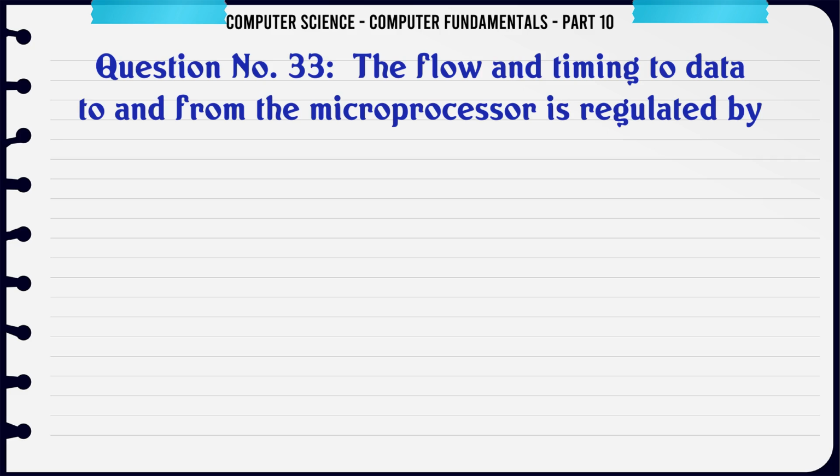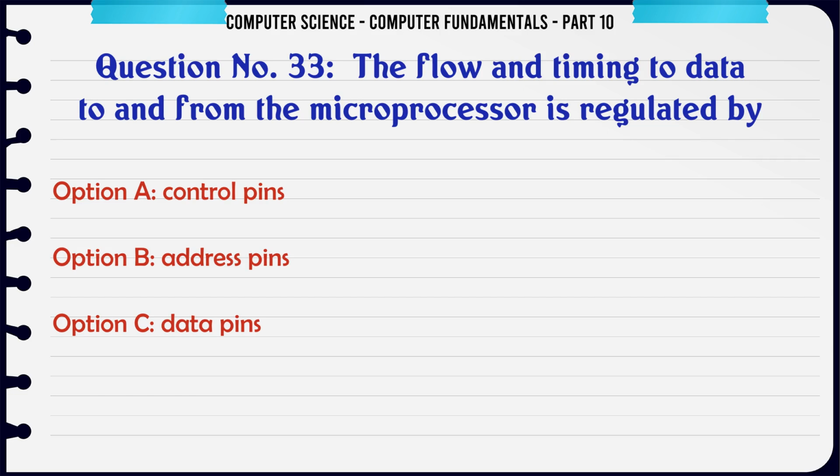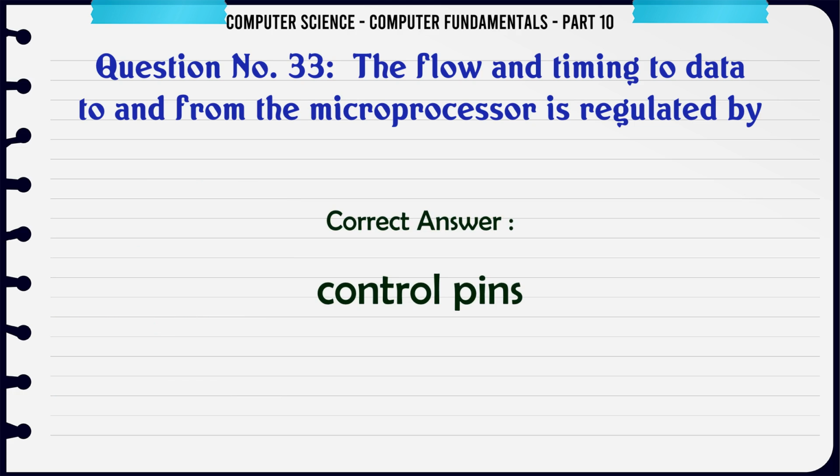The flow and timing of data to and from the microprocessor is regulated by A. control pins. B. address pins. C. data pins. D. power pins. The correct answer is control pins.